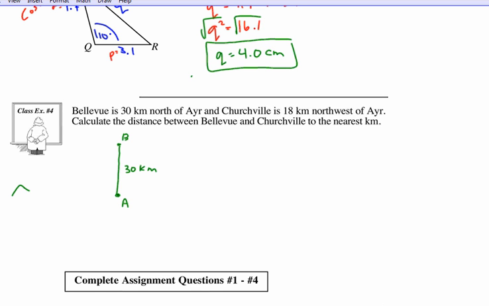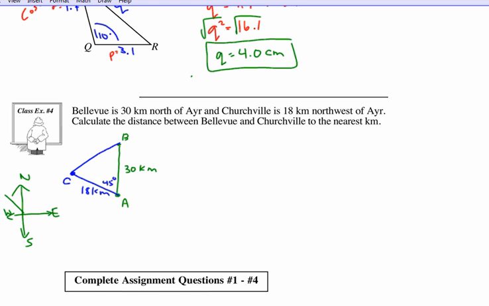So northwest, nobody eats soggy wieners. Northwest is this direction, right? So Churchville is 18 kilometers northwest. So that would be a 45-degree angle if you're exactly northwest. And there's Churchville, and it's 18 kilometers. So completing our triangle there, it says calculate the distance between Bellevue and Churchville to the nearest kilometer.